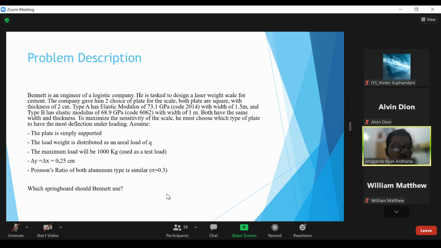And delta Y equals delta X, which is equal to 0.25 centimeter. And the Poisson ratio for both aluminum is the same, which is 0.3. And the main problem is which spring board Bennett should use. So in this case, Bennett will choose the plate with high deflection as opposed to the low deflection plate. Next.